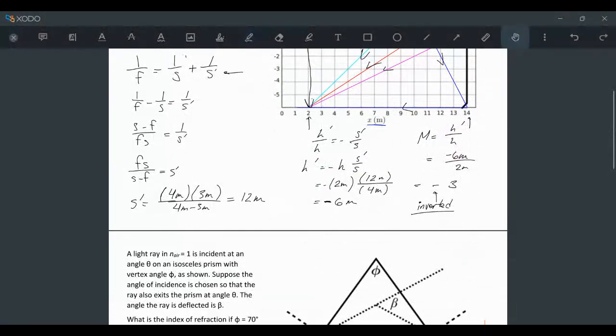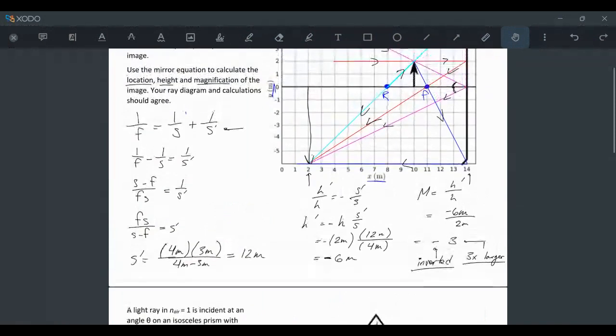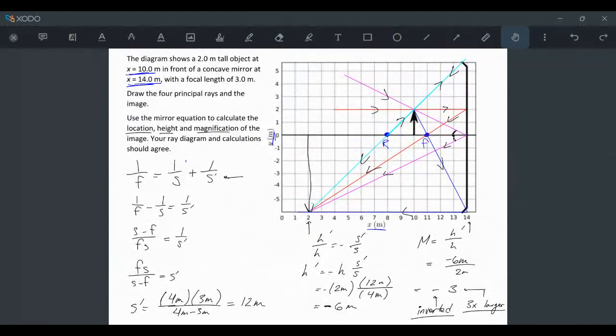So the magnification is like a relationship that describes what the image looks like in terms of size based on what I started with as my object. And part of the size is whether it's right side up or upside down. So this is 3 times larger. So let's compare what we have: inverted and 3 times larger. That's what I'm saying minus 3 is interpreted as. So let's go back to the drawing.